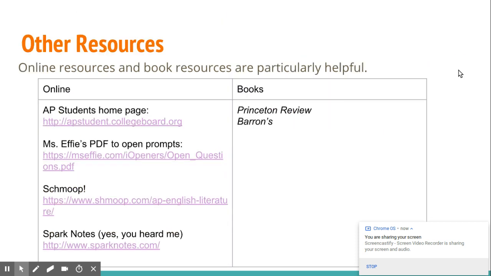Lots of online resources, lots of book resources can help you get through this exam. In terms of books, I love the Princeton Review. I think they do a great job. I use that with my SAT prep as well. Barron's is another good one. 5 Steps to a 5 is another. In terms of online resources, any one of these, especially the AP Student at the College Board, Test Prep is another good one. Shmoop is great. SparkNotes. Yes, you heard me, SparkNotes. Get on, look at those different novels, and have them help you analyze some big pieces of books that you know that you've read that are of literary merit.